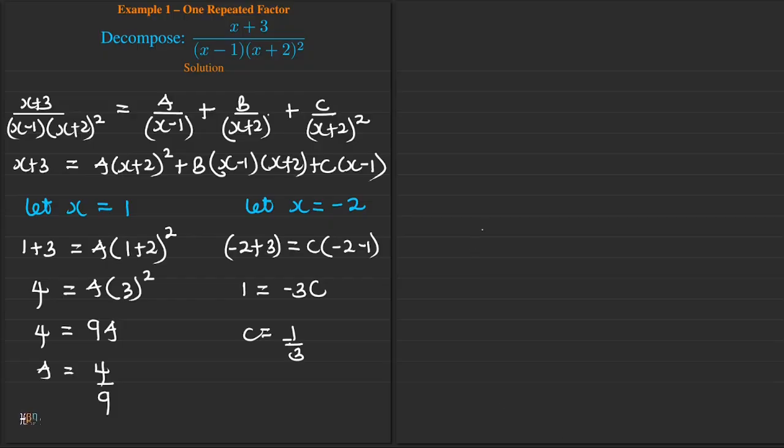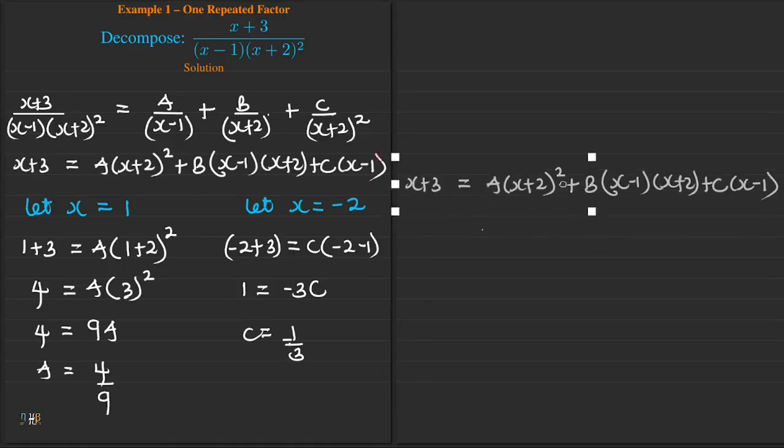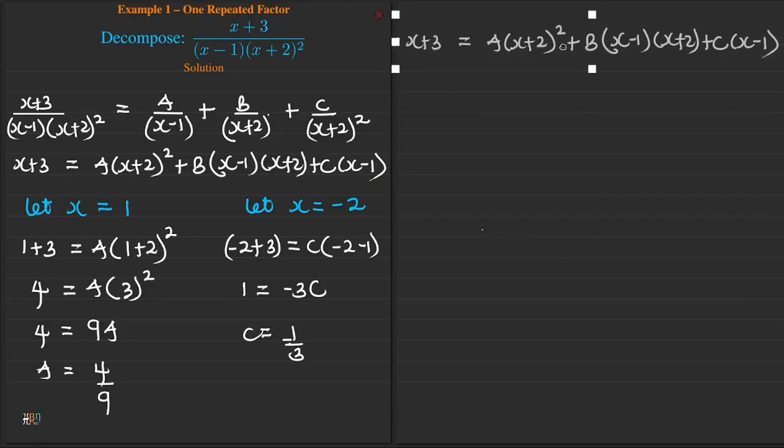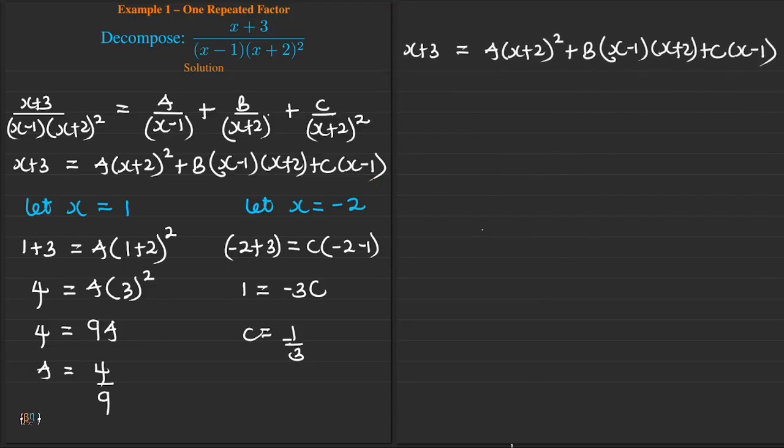With the method of undetermined coefficients, what we are going to do is expand what we have here. Well, if you begin to understand this whole process, you realize that you don't necessarily need to expand it all. Since it is b we want, we expand such that we have an equation in terms of b and then solve for b. So expanding, we have x plus 3 equal to a into bracket x plus 2 all squared, which gives us ax squared plus 4ax and then plus 4a.